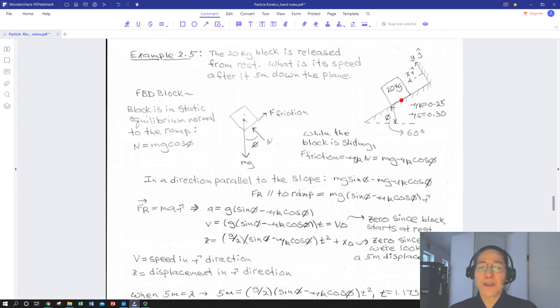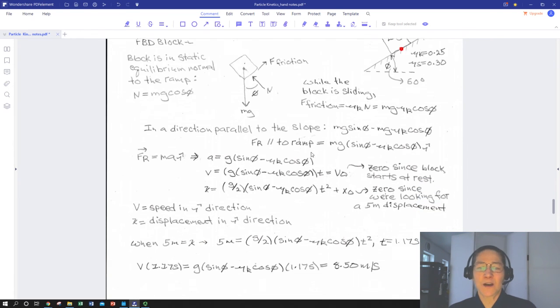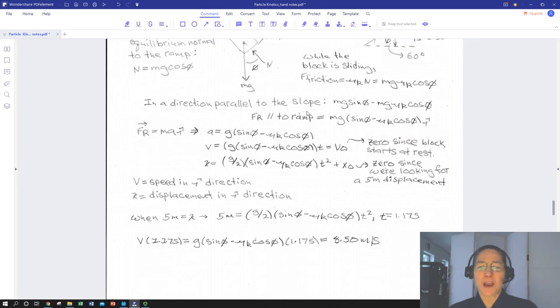So I am at equilibrium in that direction, so I can say that the normal force is equal to mg cosine theta. And having normal force and knowing that I'm moving when I'm doing my equations of motion, I can use mu k, which gives me an expression for frictional force as a function of mu k, g, mass of the block, and the angle of tilt of the slope. So now I turn my attention to a direction parallel to the slope.